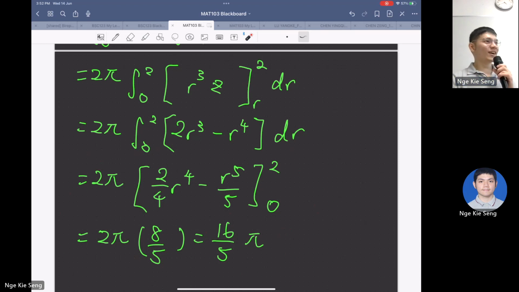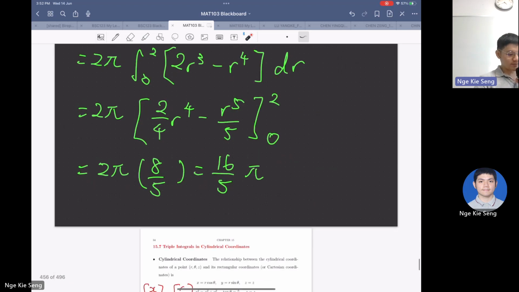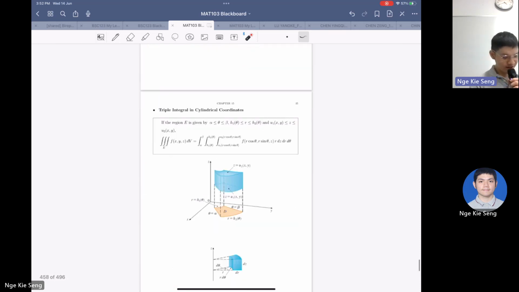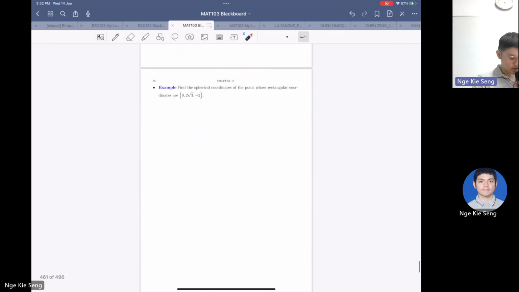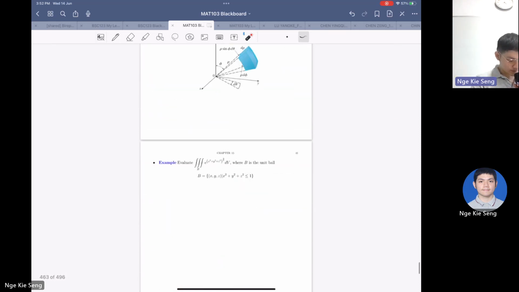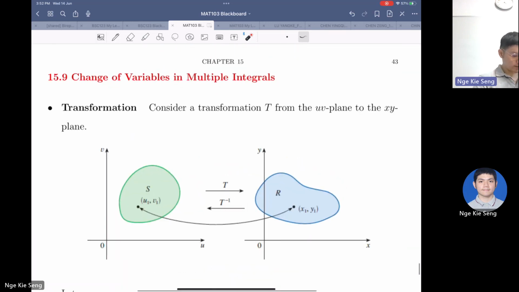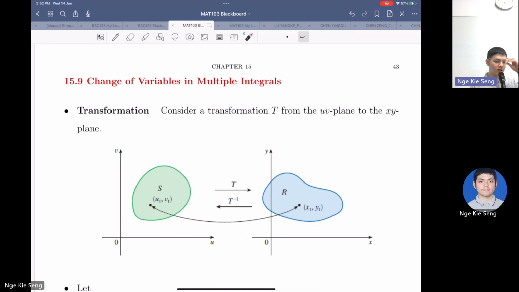So before we finish, not finish for the day, finish for the break, let us introduce something new. Call this change of variable in multiple integral. So what are we doing actually? Going from regular coordinate and then spherical and then cylindrical.